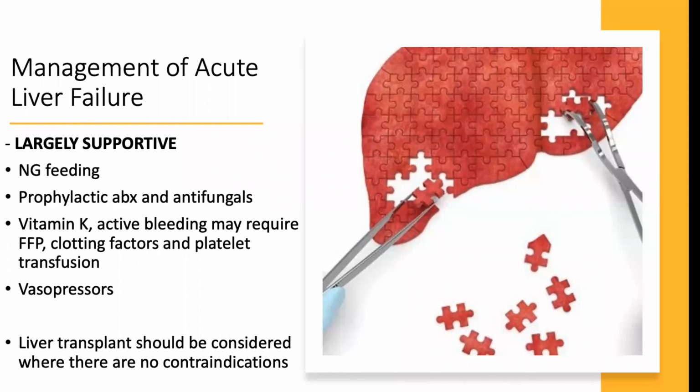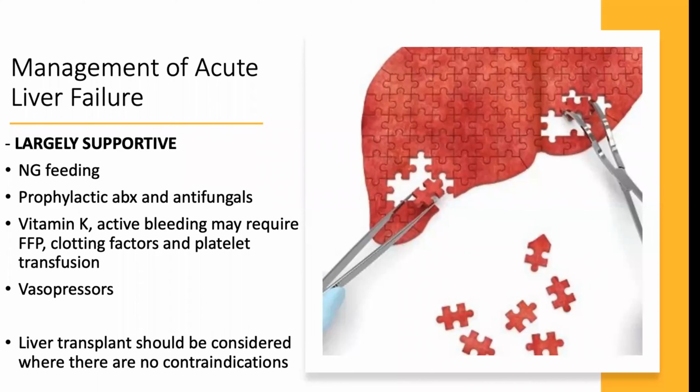Prophylactic antibiotics and antifungals are important because infection is more common in acute liver failure. One of the reasons for this is that the liver isn't able to produce immunoglobulins anymore to help fight infection. Vitamin K may be used, and active bleeding may require FFP, clotting factors, and platelet transfusion. This is because you can get a coagulopathy, as we've talked about, with a prolonged prothrombin time and raised INR.